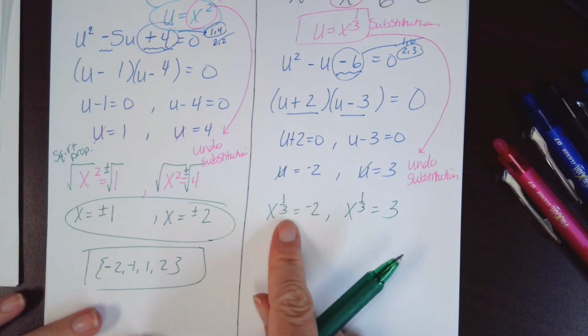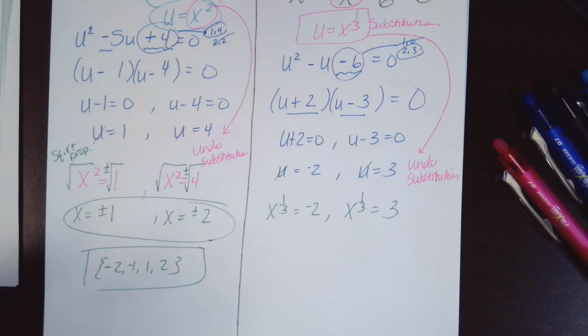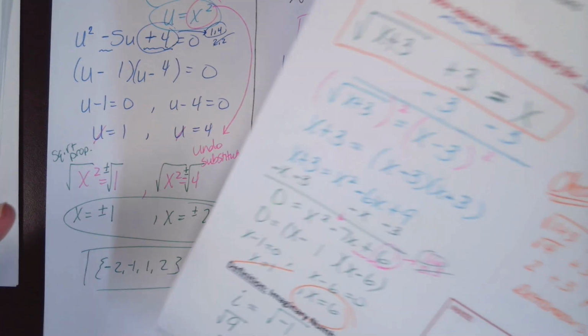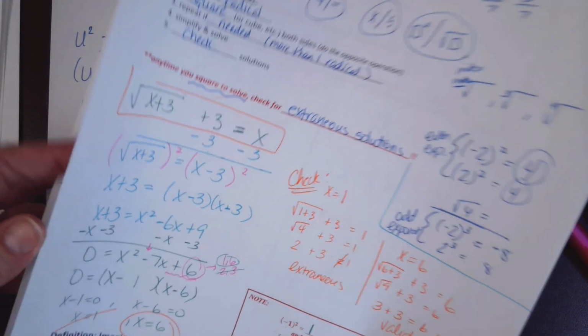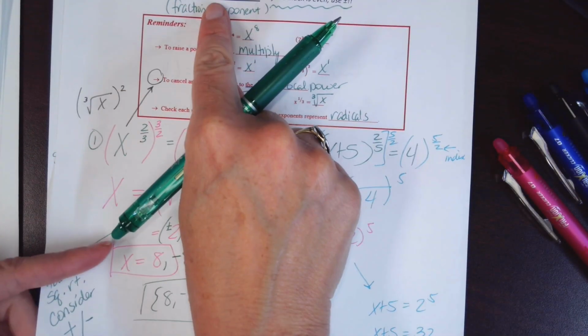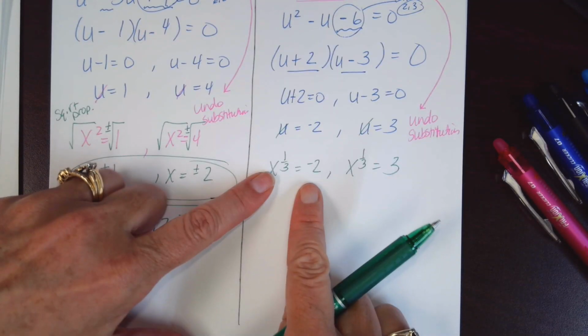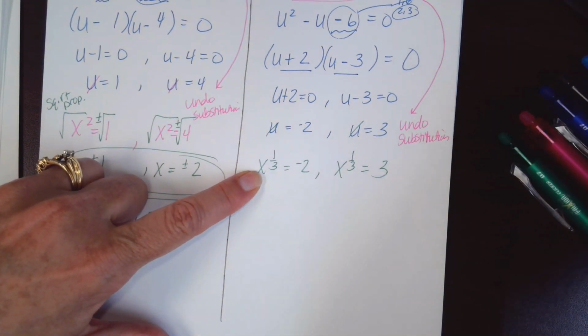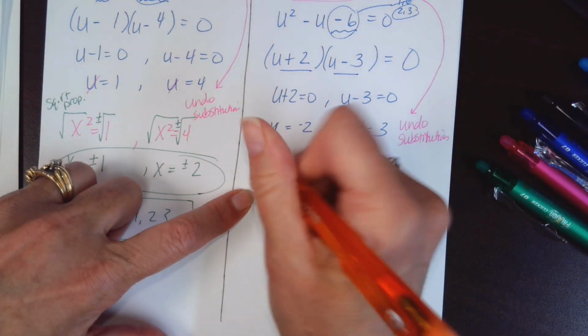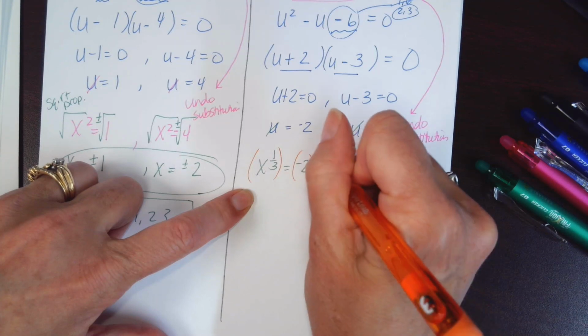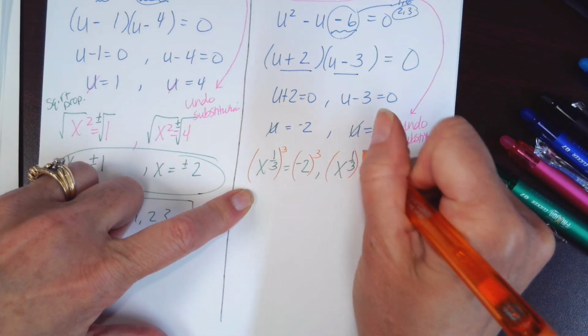Now, that's a rational exponent. How do I solve something with a rational exponent? Well, good grief, let's look back over here and see. If I have rational exponents, I raise it to the reciprocal power. The reciprocal of 1/3 is 3. So I'm going to raise both sides to the 3rd power.